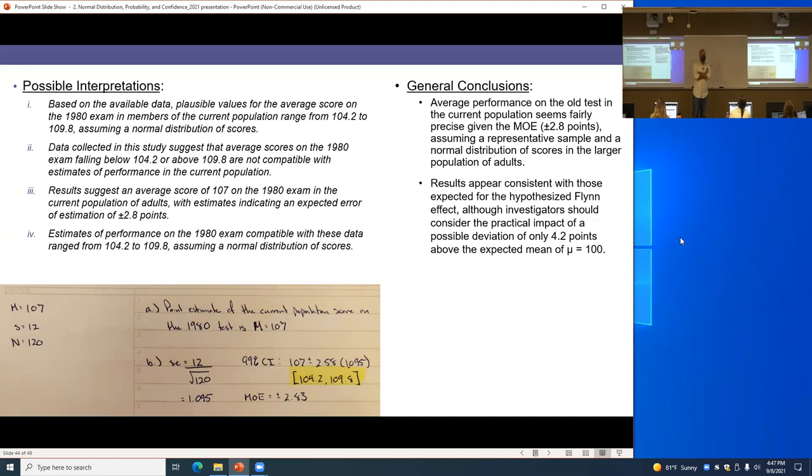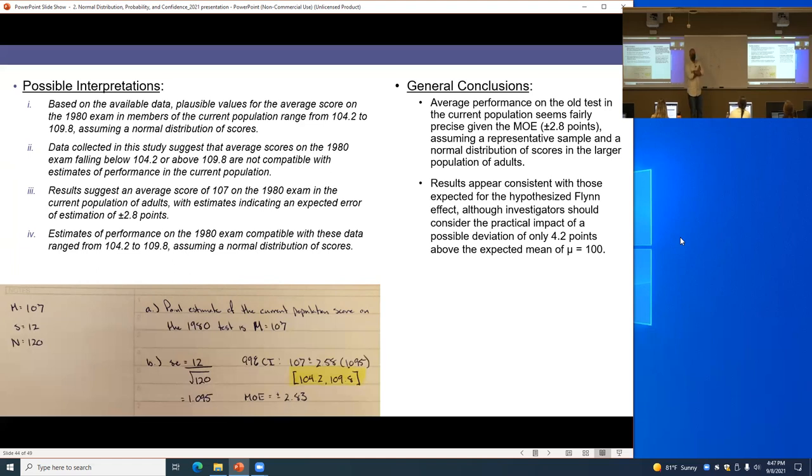Maybe, I don't know. And this is where we have to start thinking carefully about what that lower bound means, right? So my best guess is that this Flynn effect is consistent with about a 7 point increase in scores in today's population relative to 1980, right? And for this type of stuff, that's pretty sizable. I mean, that's close to half a standard deviation.